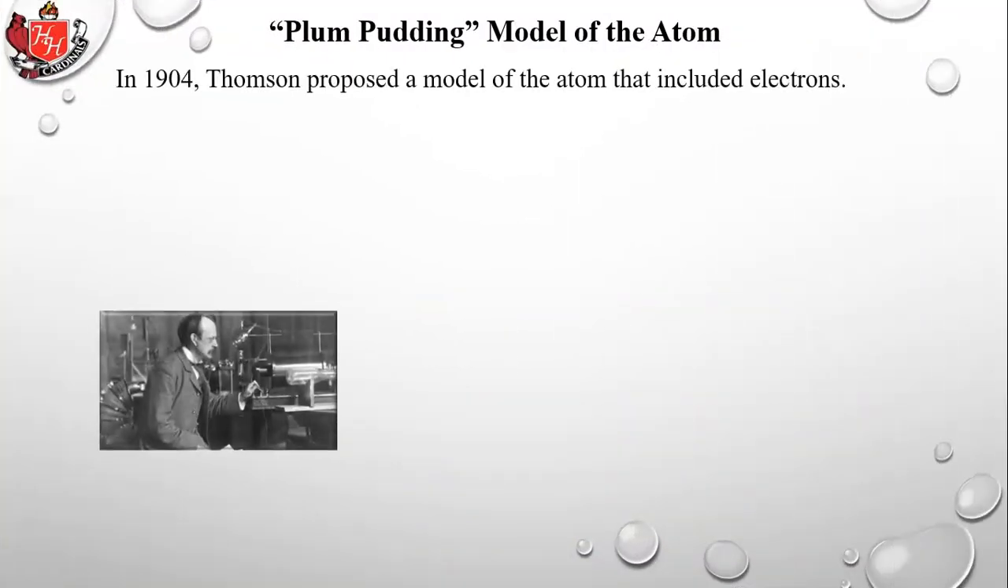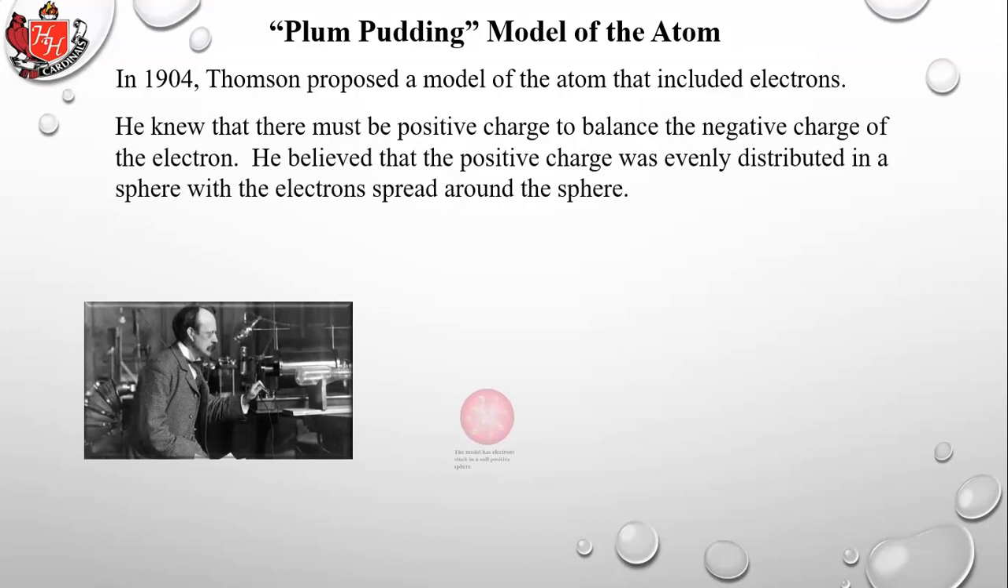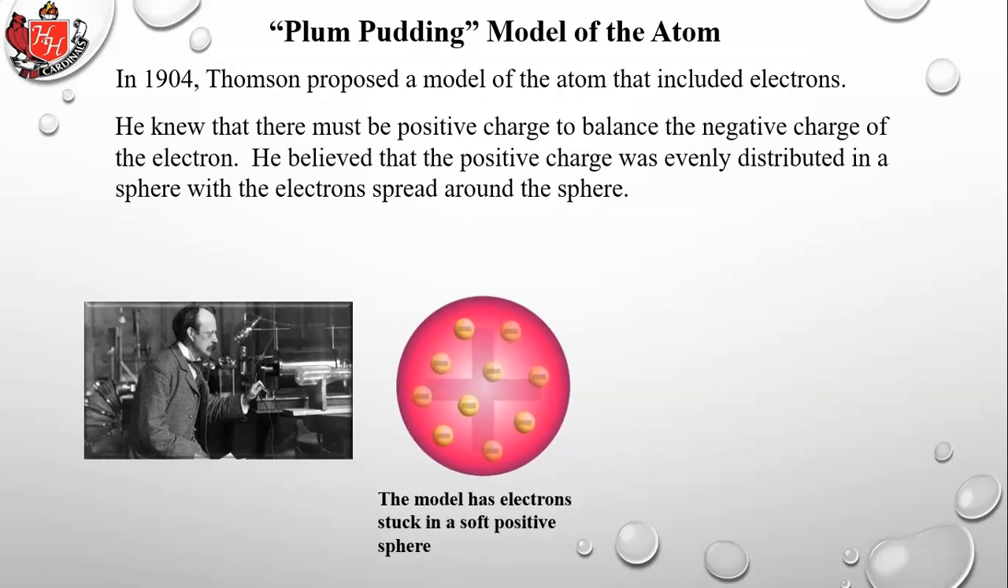In 1904, Thomson proposed a model of the atom that included electrons. He knew that there must be positive charge to balance the negative charge of the electron. He believed that the positive charge was evenly distributed in a sphere with the electrons spread around the sphere. So that's the model that he had.